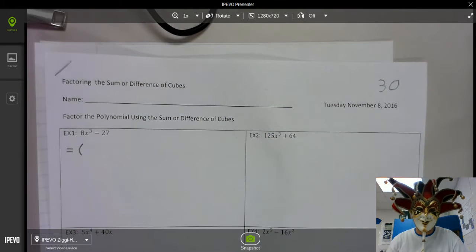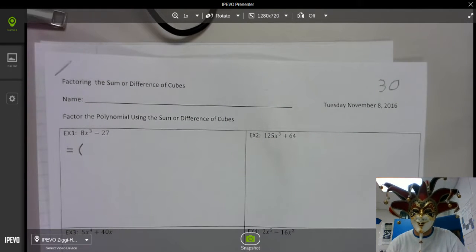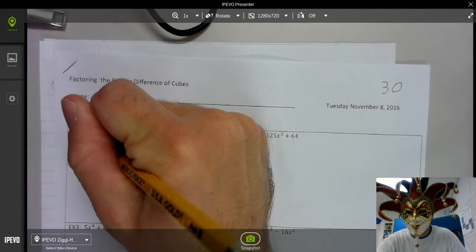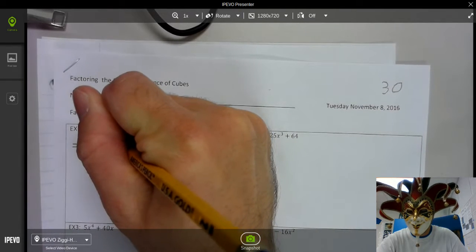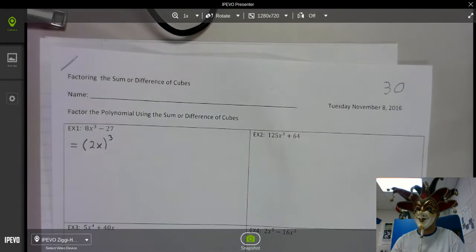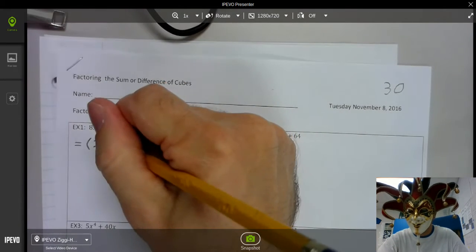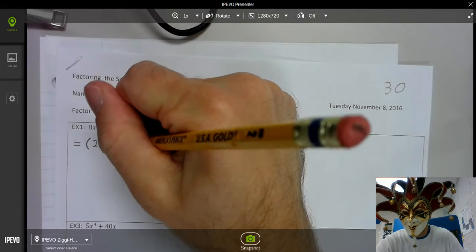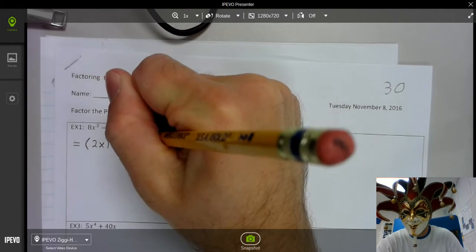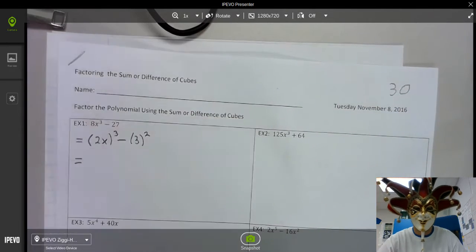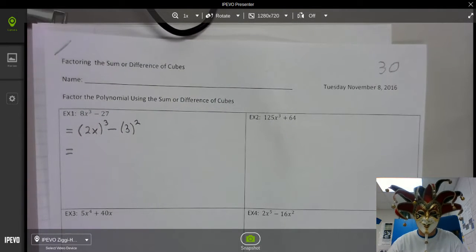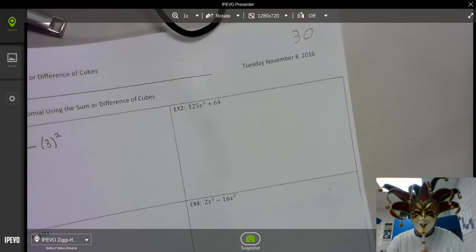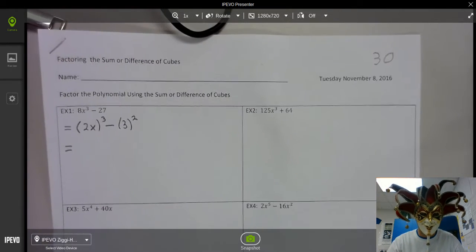So what you have to do is, well, what cubed gives me 8? Well, the answer to that is 2. And then what cubed gives me x cubed? 2x. So 2x cubed, minus, and then what cubed gives me 9? And the answer to that is 3. So we have the difference of cubes. We're going to get our notes, and then we just follow the formula.